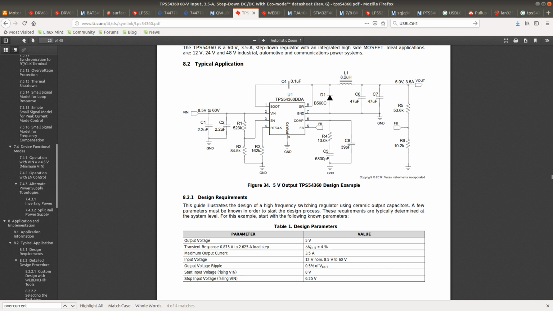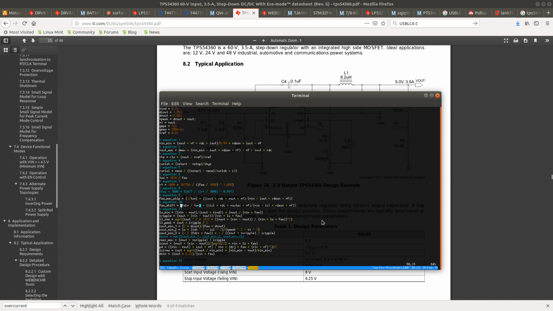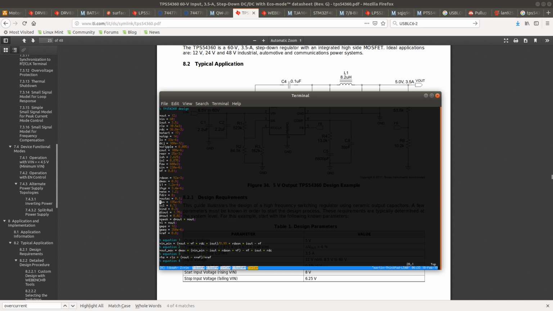And I'm going to go over each parameter here. So first of all, we have the parameters that do matter to us, and then we have the parameters that are intrinsic to this regulator. So let's go over the parameters. Our output voltage is 12 volts, and our input voltage is at most 60 volts.